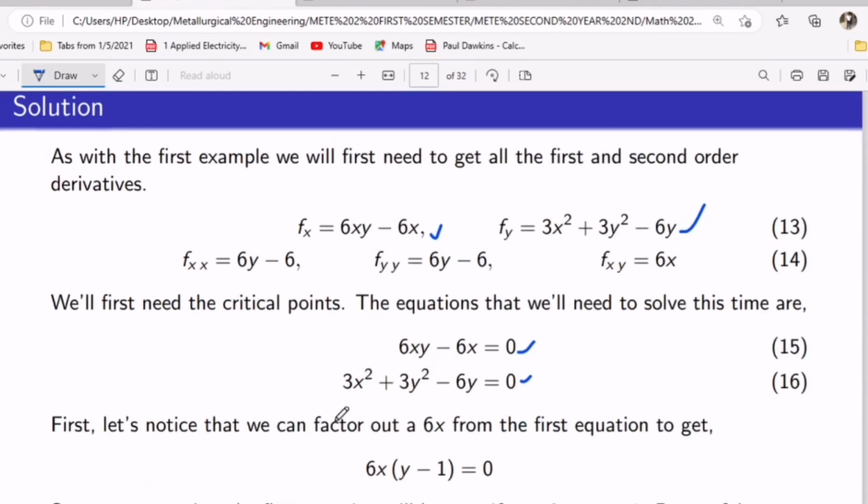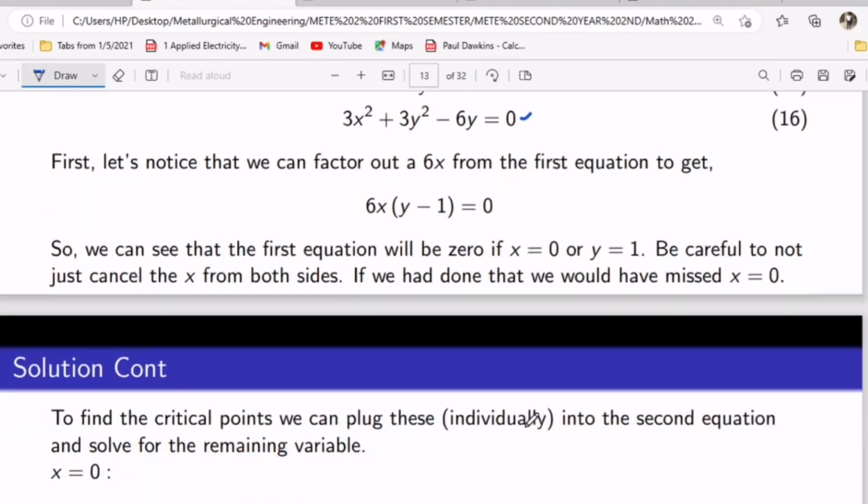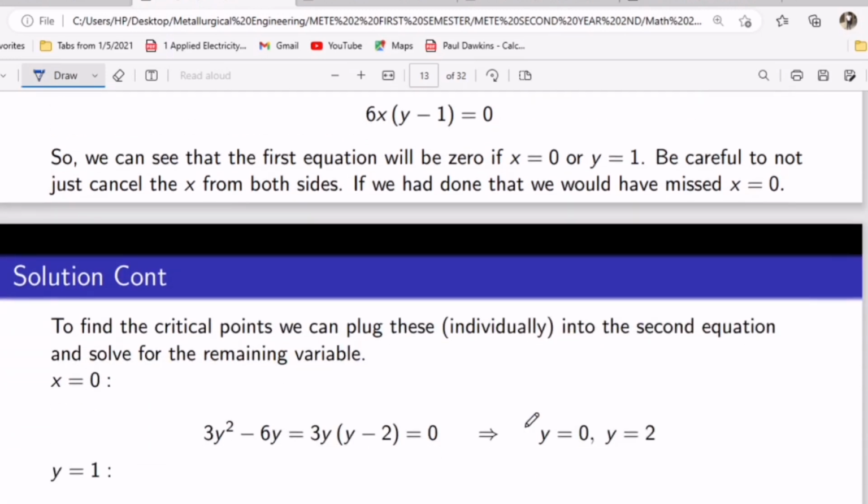So here we can bring 6 out, right? So you get 6x bracket open, y minus 1 is equal to 0, right? And in this case, you get that y is equal to 1, x is equal to 0. Are you getting it? Yes, x is equal to 0. So in this case, you are just going to do some substitution here.